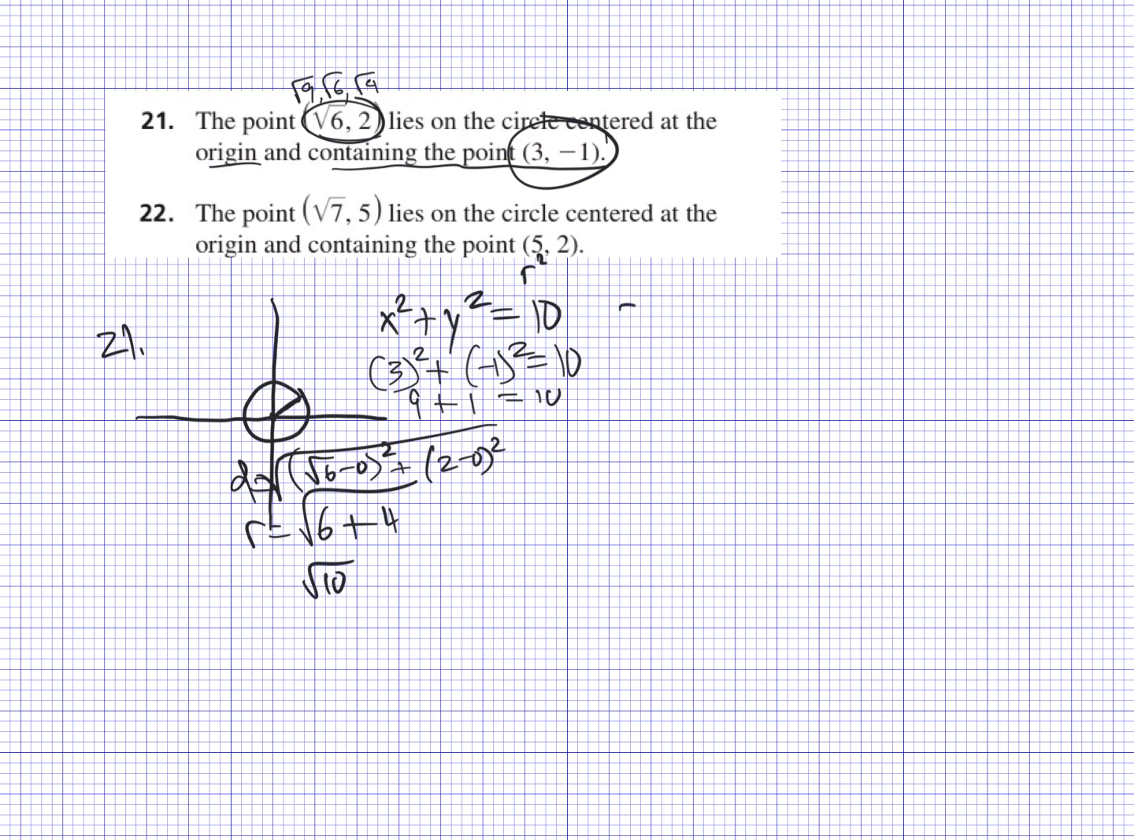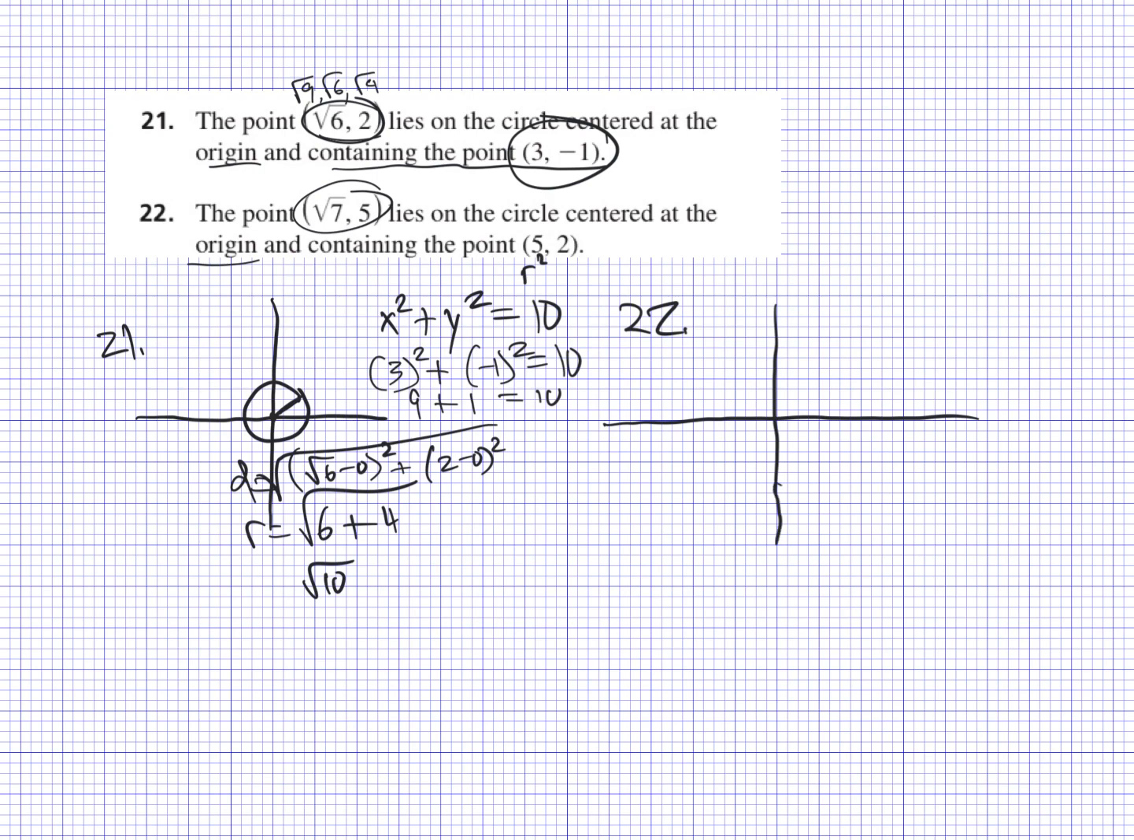Okay, now number 22. So again, we're going to do the same thing. We need to come up with the equation of the circle. So centered at the origin, and this point supposedly lies on it. So we do the exact same thing again. So let's draw it just for visual purposes. This time I'm going to use the bigger blocks to graph this to get a better visual, okay?